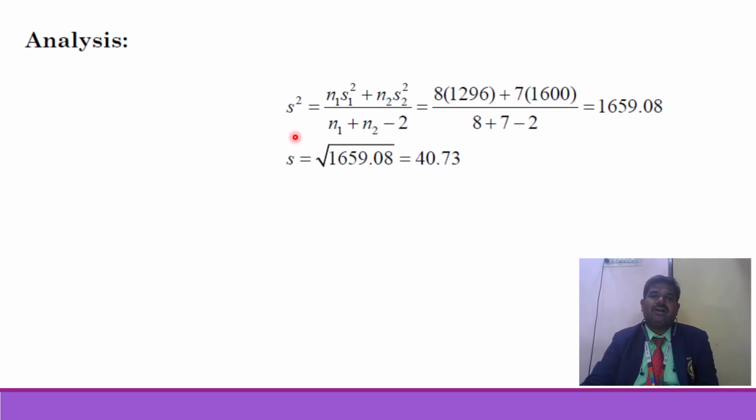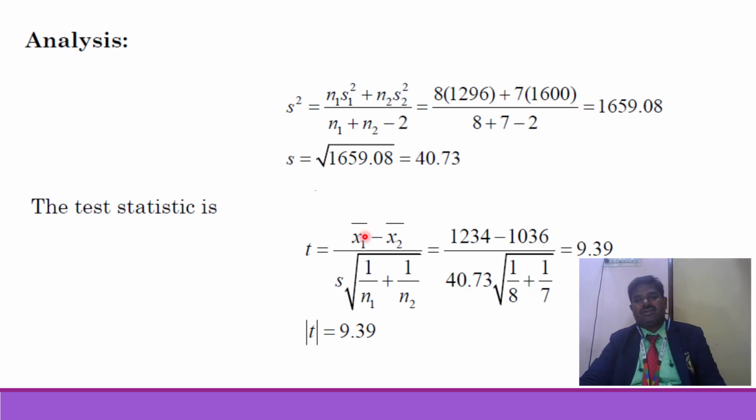First we calculate capital S square, which is n1 s1 square plus n2 s2 square divided by n1 plus n2 minus 2. n1 is 8, s1 square is 1296, plus n2 is 7, s2 square is 1600, divided by 8 plus 7 minus 2. We simplify this and get 1659.08. Therefore we can calculate S: take the square root of 1659.08, and we get 40.73.